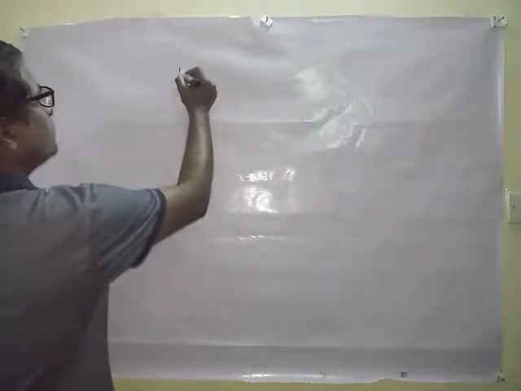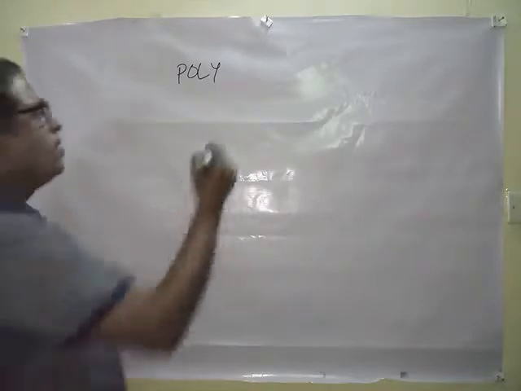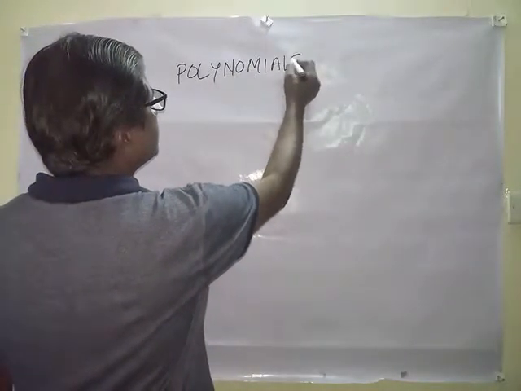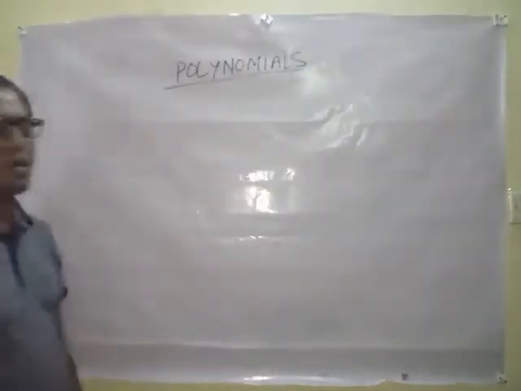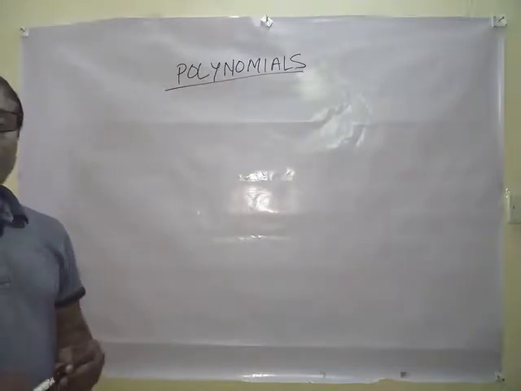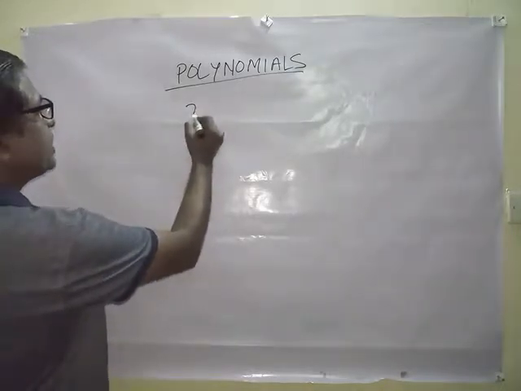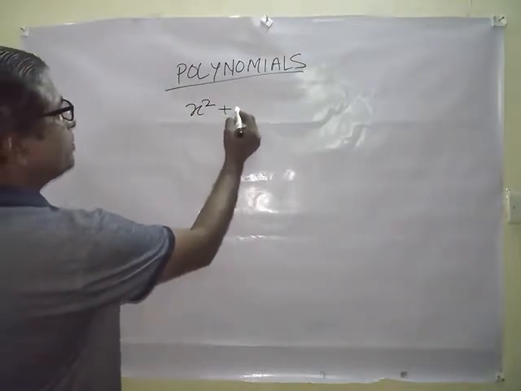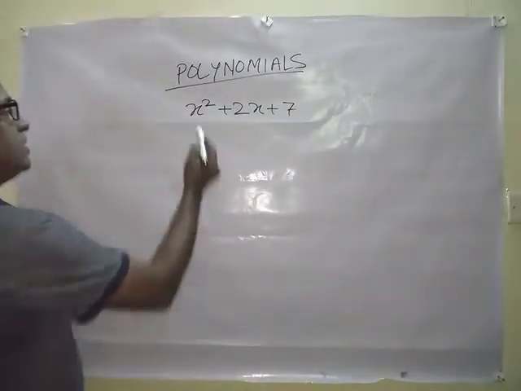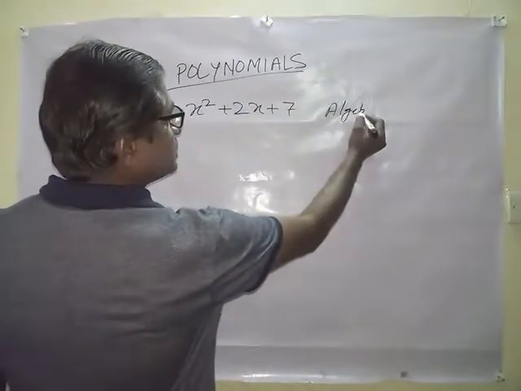In this video, we will see about polynomials. This video is basically for the class 9th standard. In previous classes, you must have seen an equation like x square plus 2x plus 7. This is what is called an algebraic equation.